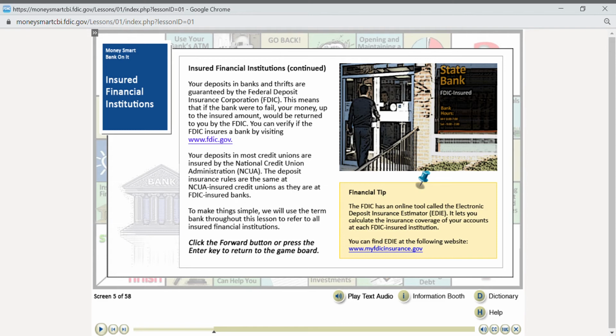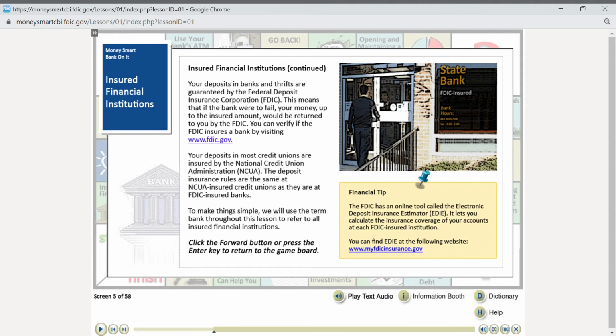www.fdic.gov. Your deposits in most credit unions are insured by the National Credit Union Administration, NCUA. The deposit insurance rules are the same at NCUA-insured credit unions as they are at FDIC-insured banks. To make things simple, we will use the term bank throughout this lesson to refer to all insured financial institutions.